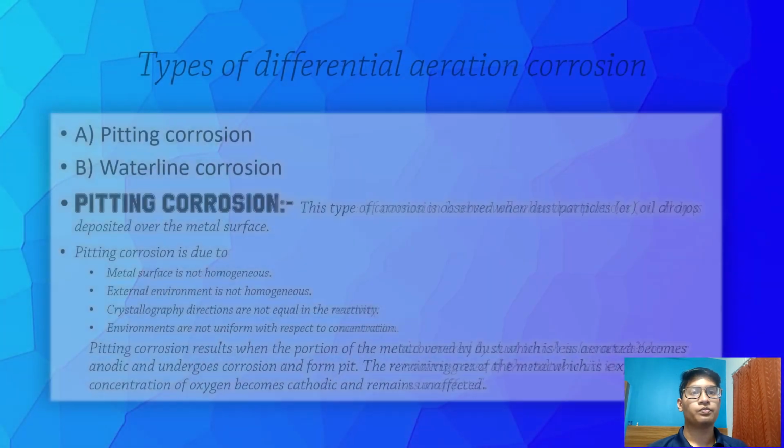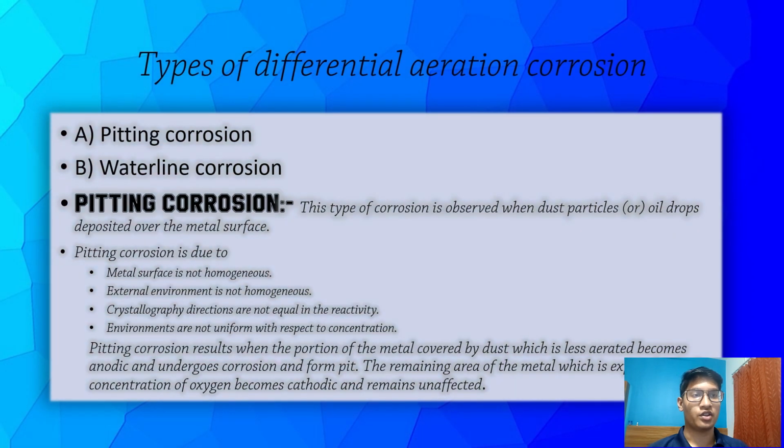Now moving on, types of differential aeration corrosion: pitting corrosion and waterline corrosion. This type of corrosion is observed when dust particles or oil drops are deposited over the metal surface. Pitting corrosion is due to the metal surface not being homogeneous, the external environment not being homogeneous, crystallography directions not being equal in reactivity, and environments not being uniform with respect to concentration.